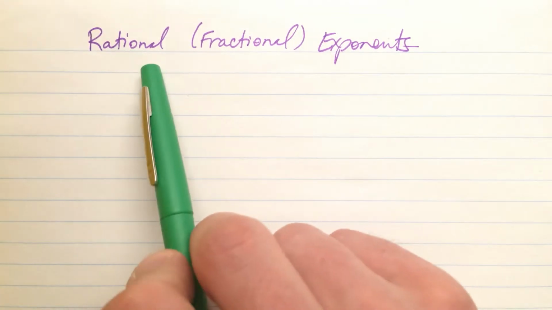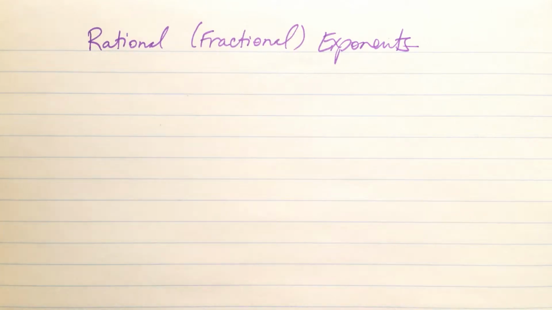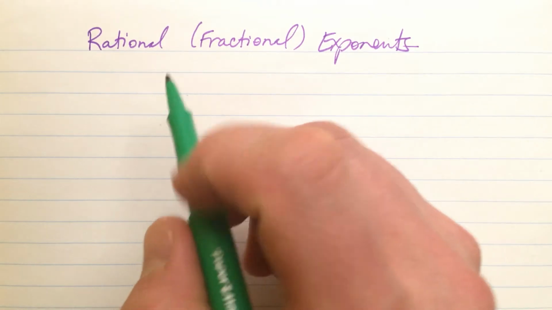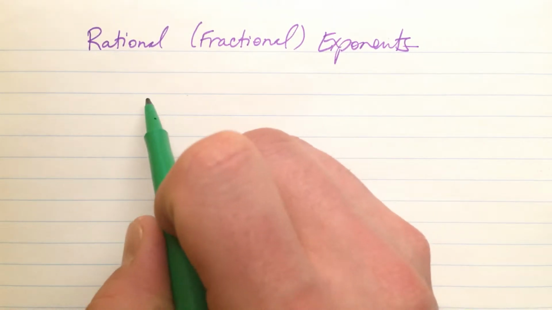We're going to look today at rational exponents, or we might call them fractional exponents, when we have a power which has an exponent that is a fraction. So let's look first of all at the integer or whole number exponents.